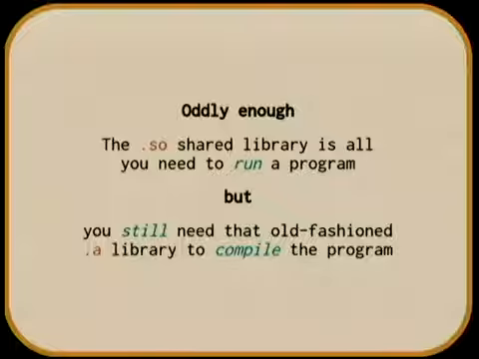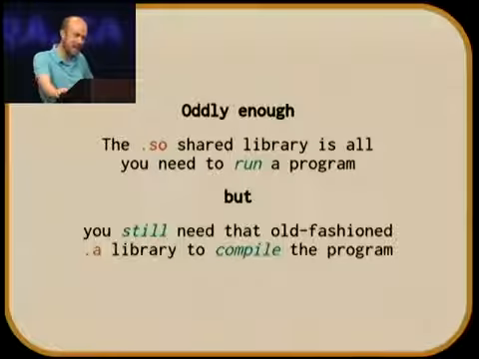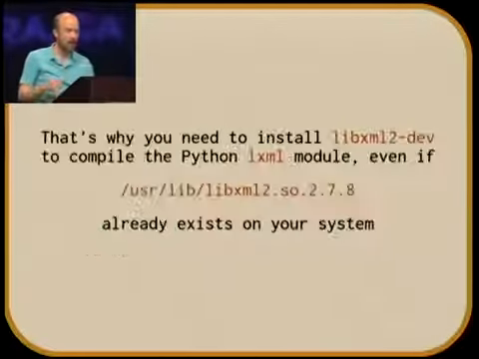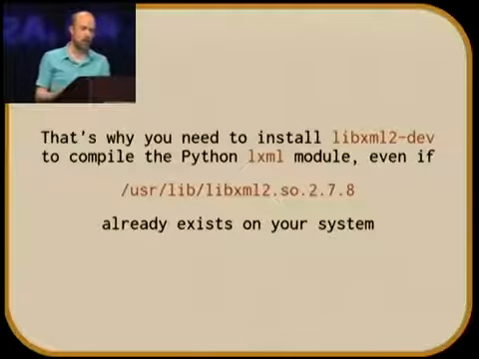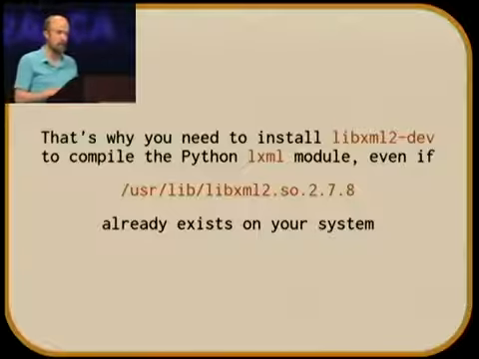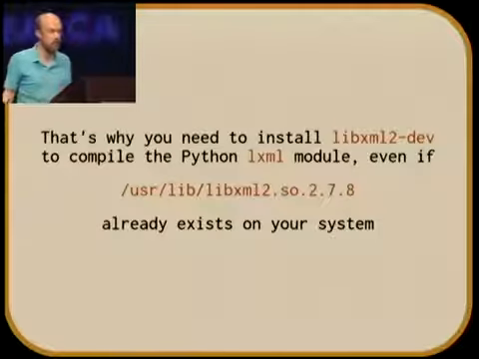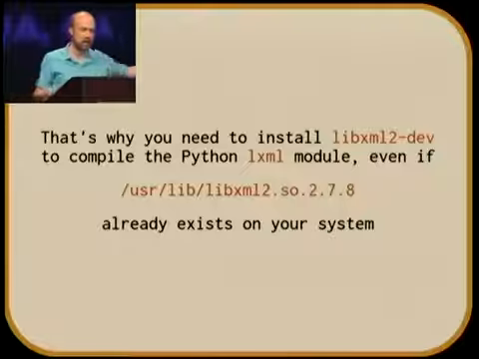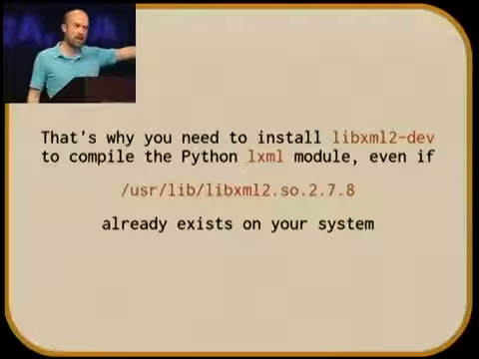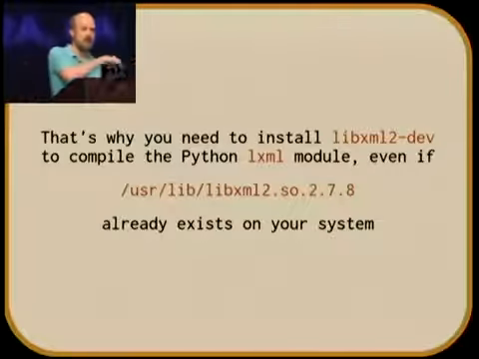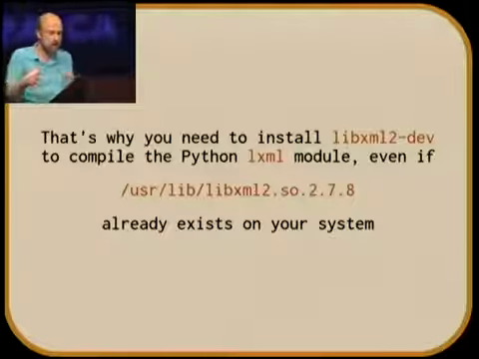Now, oddly enough, the .so shared library is all you need to run a program. But guess what? You still need that old-fashioned archive of .o files to compile, and that's why you need to install on an Ubuntu box libxml2-dev when all you want to do is compile the Python lxml module that uses a shared object that's already there. It's because compilation needs metadata that isn't in the stripped down memory efficient shared objects. It's only in that original set of .o files.